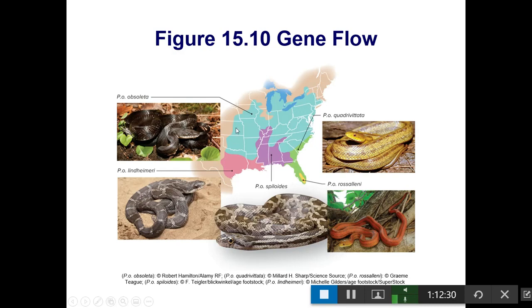So here's a great example. Throughout the United States here, there are several different subspecies of snakes. In the light blue region, you'll see this snake. In this region, you'll see this subspecies of snake, and so on and so forth. All of these different snakes are capable of breeding together. So they're all the same species, they're just subspecies because they tend to look different based on their geographical location.